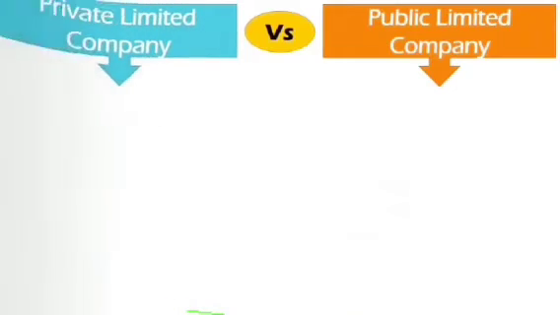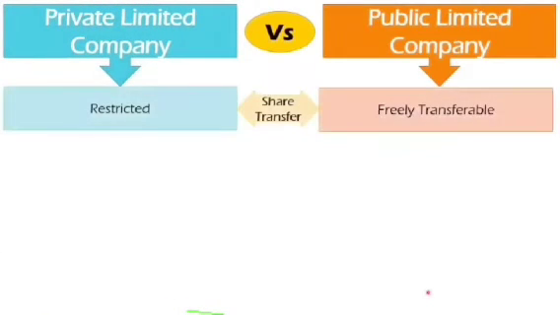Third is directors. For a private limited company, there must be at least 2 directors, while the law permits at least 3 directors for a public limited company.